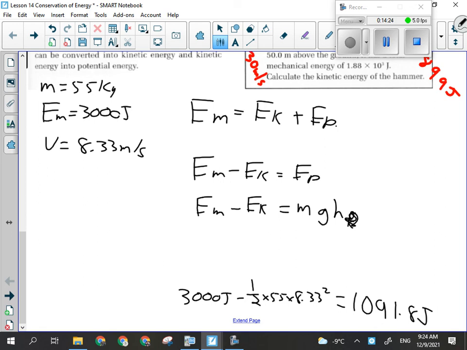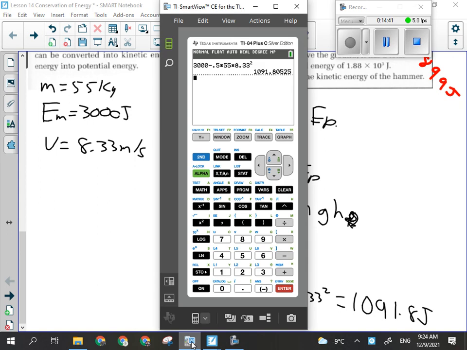Now I want to find out how high above the ground they are. What do I do with these two numbers? Divide them over to the other side, which is essentially what we would do with this number. If I divide this number by M times G, will that leave me with the height? Sure it will. So to calculate the height, I'm just going to divide that number by 55 times 9.81. All right, they are 2.02 meters above the ground.